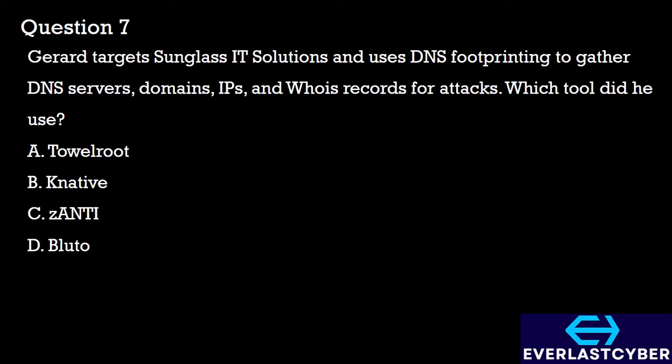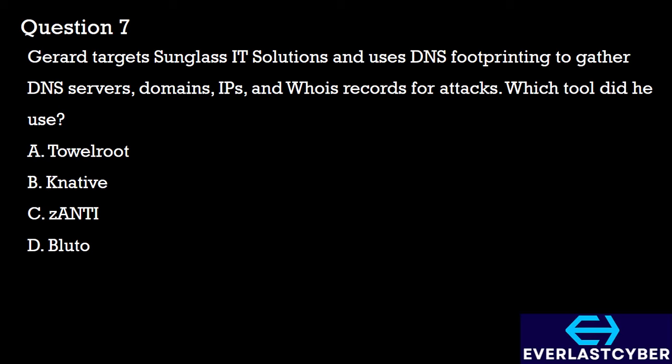Tailroot is a tool for rooting Android devices, but it is not related to network information gathering. Native is a platform for deploying applications. It is not a penetration tool. Zanti is a penetration testing toolkit for mobile devices, but it is not specifically used for DNS footprinting or the kind of detailed DNS information gathering that we have in the scenario.